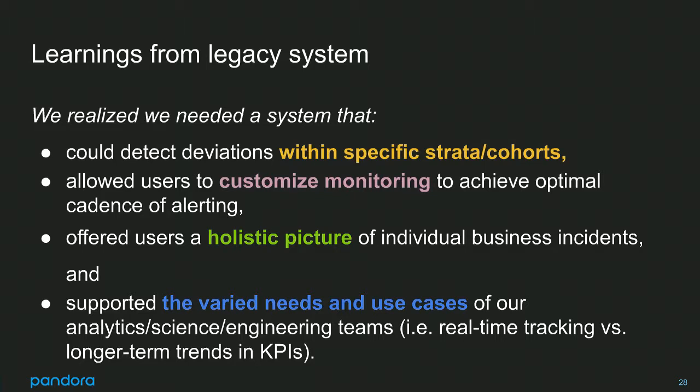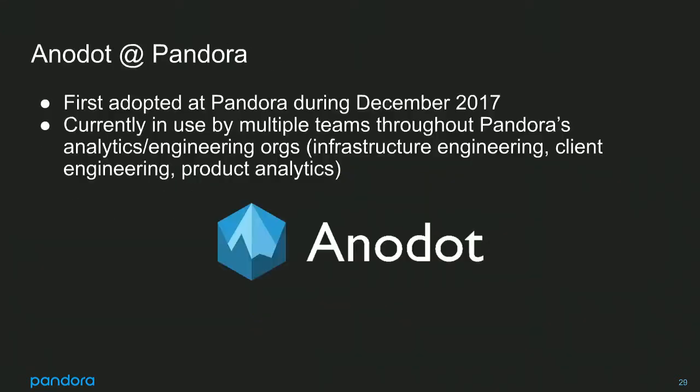And finally, just from more of an organizational perspective, we had a lot of stakeholders that wanted to use and had a lot of applications to use an anomaly detection system, and we needed a system that could support both the more real-time system-level monitoring that our engineering teams were really interested in, with the more analytics and data science focused product health, longer-term KPI tracking. And so all those learnings informed our decision to eventually start using Anodot.